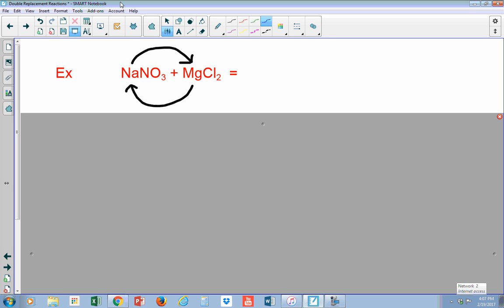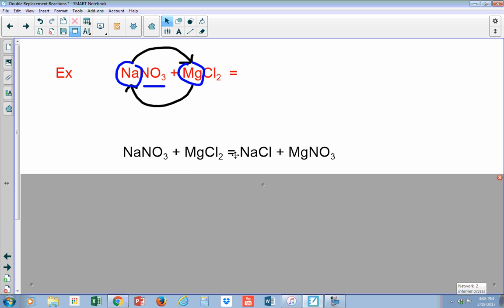Let's take a look at another one here. Instead of putting in a single atom anion, I put in a polyatomic. So this guy, NO3, remember, is nitrate, but it's basically the same idea. Let's keep it simple and not even worry about the anions. Let's just do the cations. So we're going to exchange sodium, which is the cation here, with magnesium. And so what would we get? If we put the sodium here and the magnesium here, we should get sodium chloride now instead of sodium nitrate, and magnesium nitrate instead of magnesium chloride.